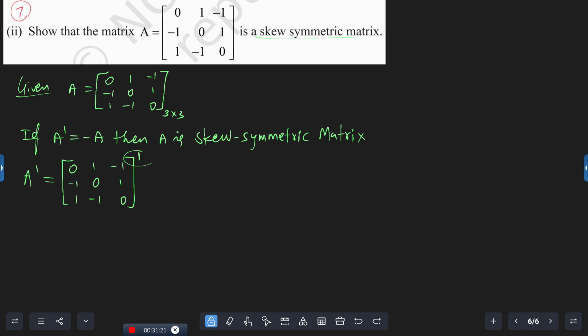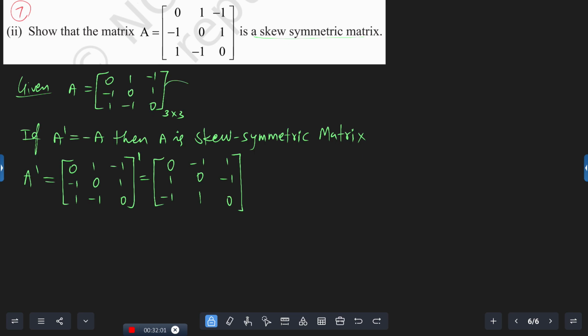When you apply transpose, what does it mean? Row will be interchanged as a column, column will be interchanged as a row. That is what I'm going to do here. Take the row and write it as a column, vertically: 0, 1, minus 1. Take the second row and write it as a column: minus 1, 0, 1. Third row, write vertically as the third column: 1, minus 1, 0. Understand? This is a square matrix, so the order does not change.